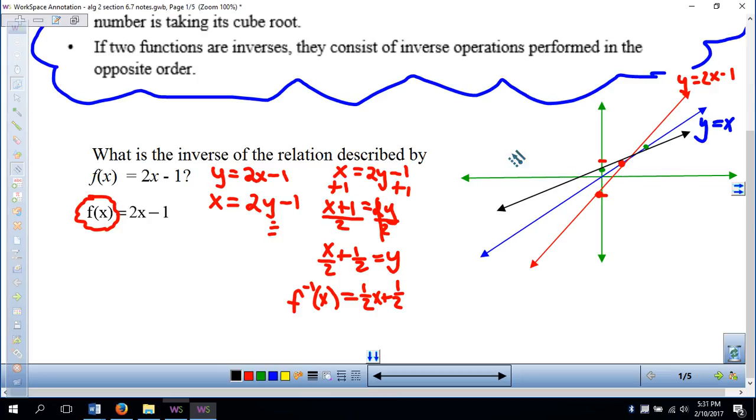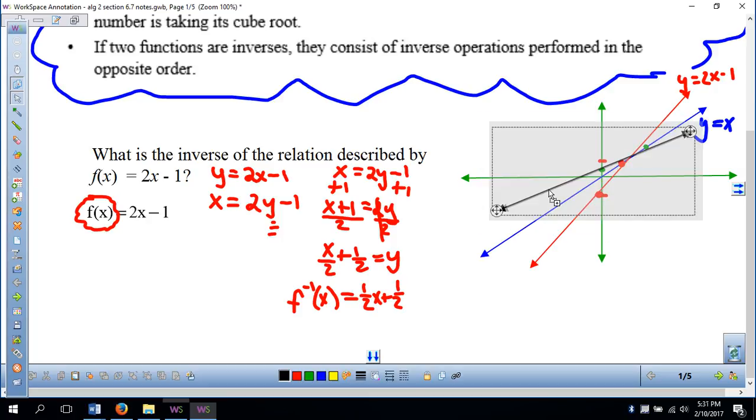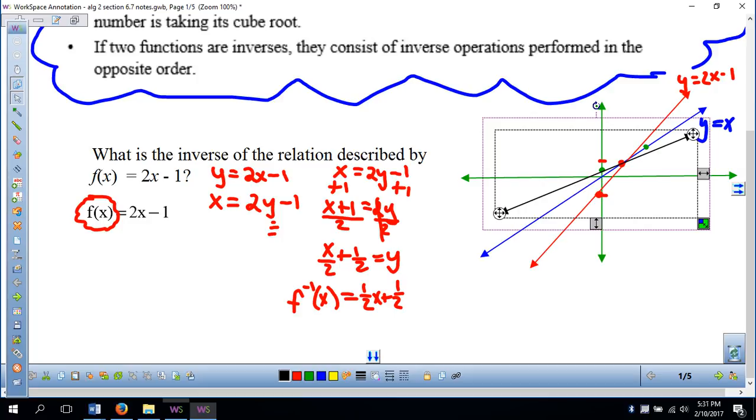Notice, if drawn accurately, we should be able to fold on the blue line, y equals x, and the two inverses will overlap each other. Okay, so you can always check to see if two functions are inverses by graphing them and graphing the line y equals x and seeing if the line y equals x is the reflection line.